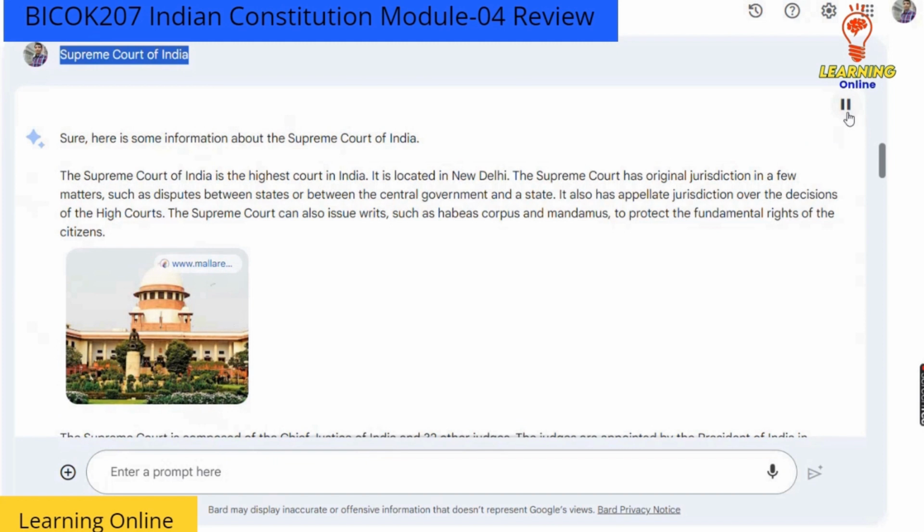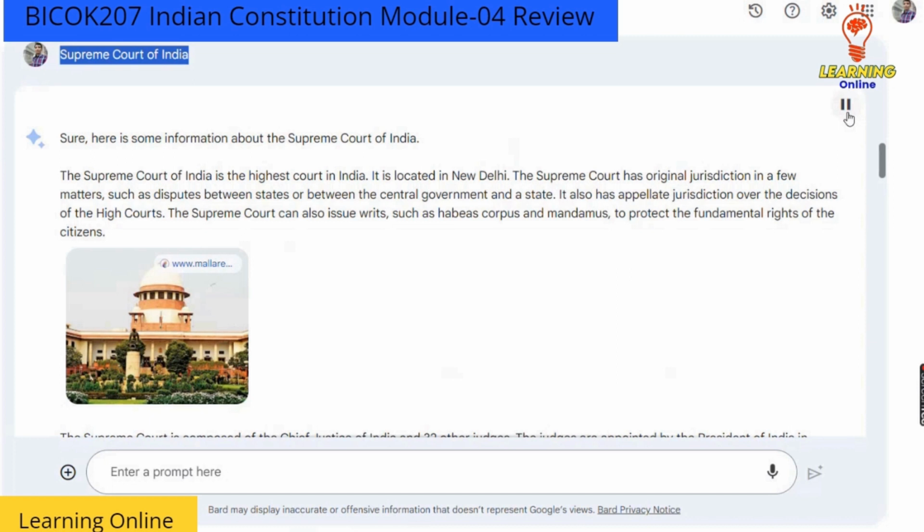Sure, here is some information about the Supreme Court of India. The Supreme Court of India is the highest court in India. It is located in New Delhi. The Supreme Court has original jurisdiction in a few matters, such as disputes between states or between the central government and a state. It also has appellate jurisdiction over the decisions of the high courts. The Supreme Court can also issue writs, such as habeas corpus and mandamus, to protect the fundamental rights of the citizens.